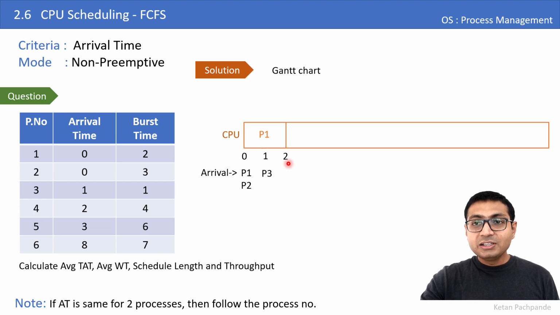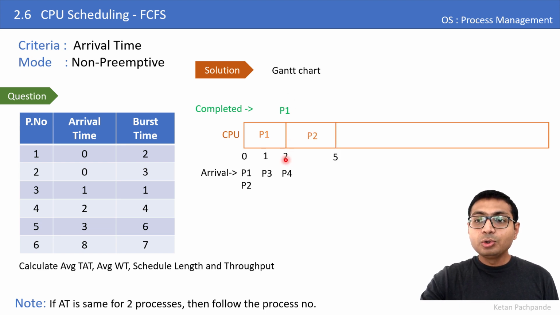While it is executing, at time t equal to 1, process P3 arrives in the system. Remember that while someone is executing, in the running state, someone may arrive in the ready state. So here P3 has made the transition from new to ready state while P1 is in execution. At time t equal to 2 also, process P4 arrives, and at time t equal to 2, process P1 completes.